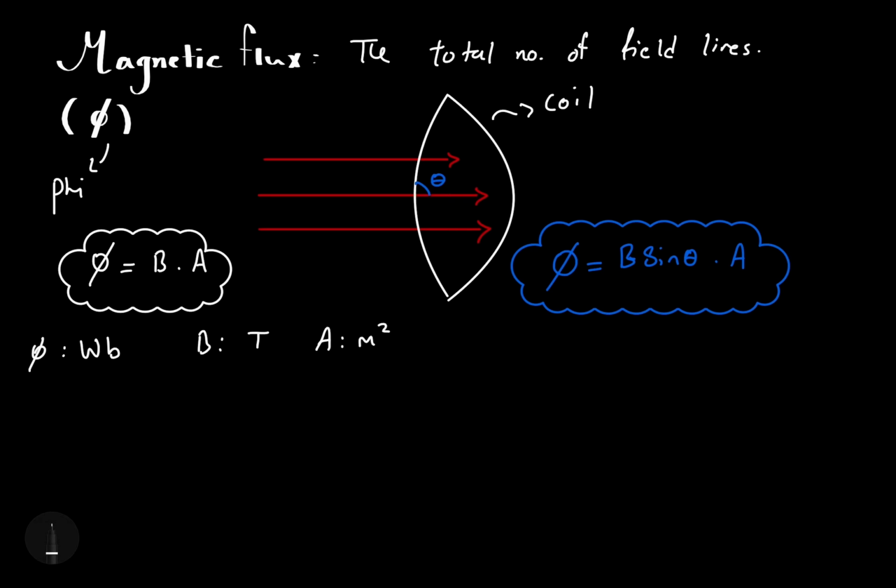If the magnetic field line is going through at a perpendicular angle, which is 90, then you have maximum flux. So if theta is 90 degrees, then phi is equal to B sine of 90, which is 1, times the area. So magnetic flux is simply B times A.